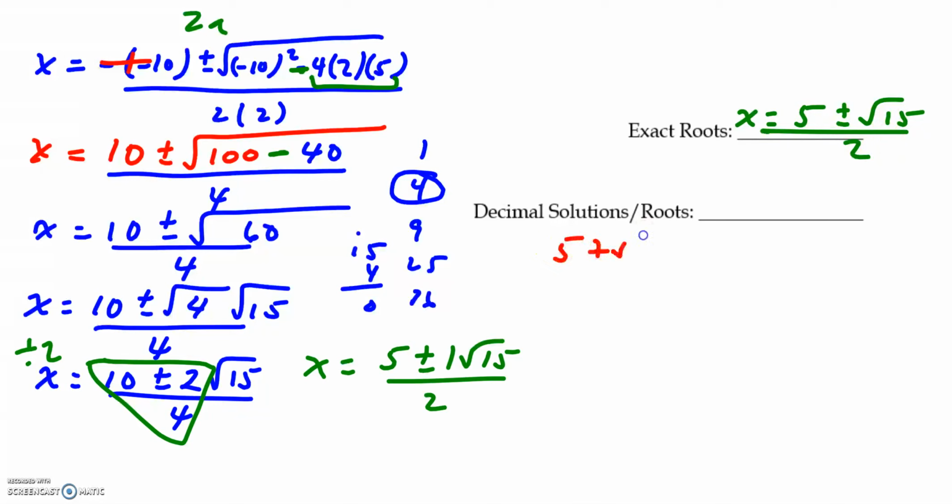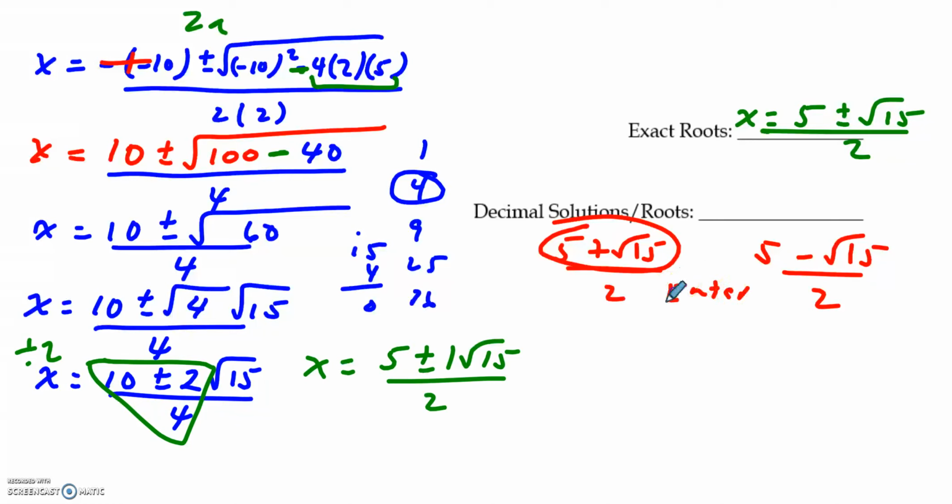So now if I wanted to find my decimal answers, remember this is really two answers: 5 plus the square root of 15 all divided by 2, and 5 minus the square root of 15 all divided by 2. So if you were going to plug this in your calculator, what I would do is do the 5 plus root 15 first, then I would press enter, and then I would just then divide by 2. And then I would do 5 minus root 15, press enter, and then divide by 2.